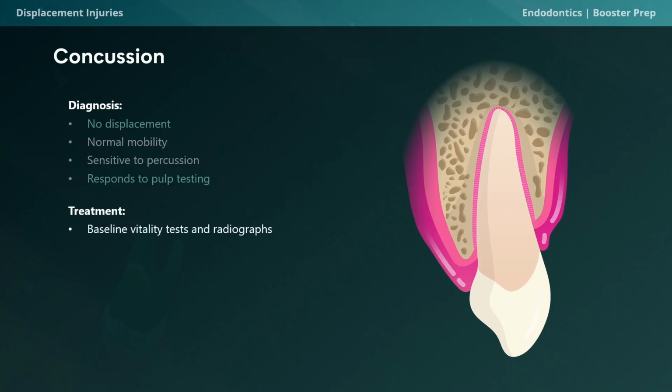The first step is to obtain baseline vitality tests and radiographs. Then, an occlusal adjustment might be recommended to alleviate any undue pressure on the affected tooth. But to be honest guys, immediate treatment usually isn't necessary here. The key is to let the tooth rest. And so you can simply tell the patient to avoid the area when chewing and to come back for regular checkups to monitor the situation.